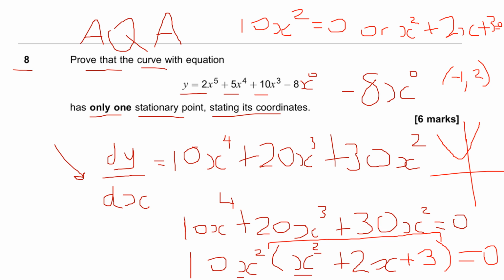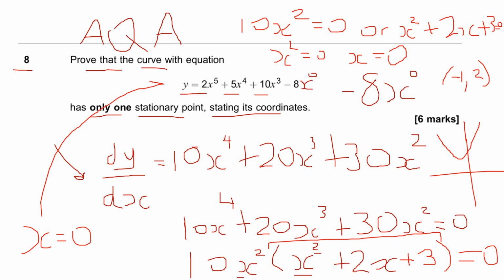So anyway, 10x squared equals 0, divided by 10, so x squared equals 0. Therefore x equals plus or minus root of 0, so x is equal to 0. This is like a repeated root. So when x is 0, what is the value of y? I'm going to sub x is 0 into my equation right from the start. So y is equal to 2 times 0 to the 5, which is 0, and so on, minus 8, so that'll be minus 8.